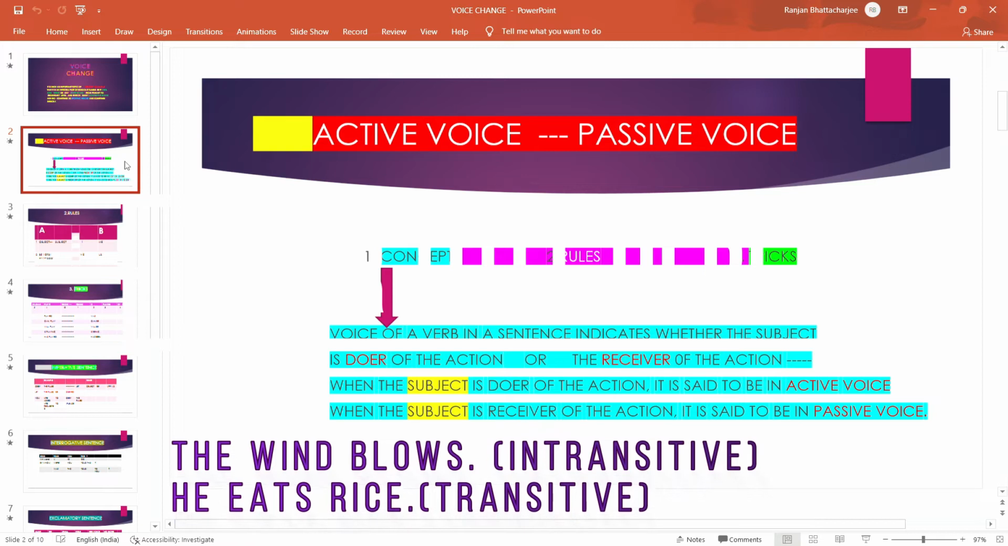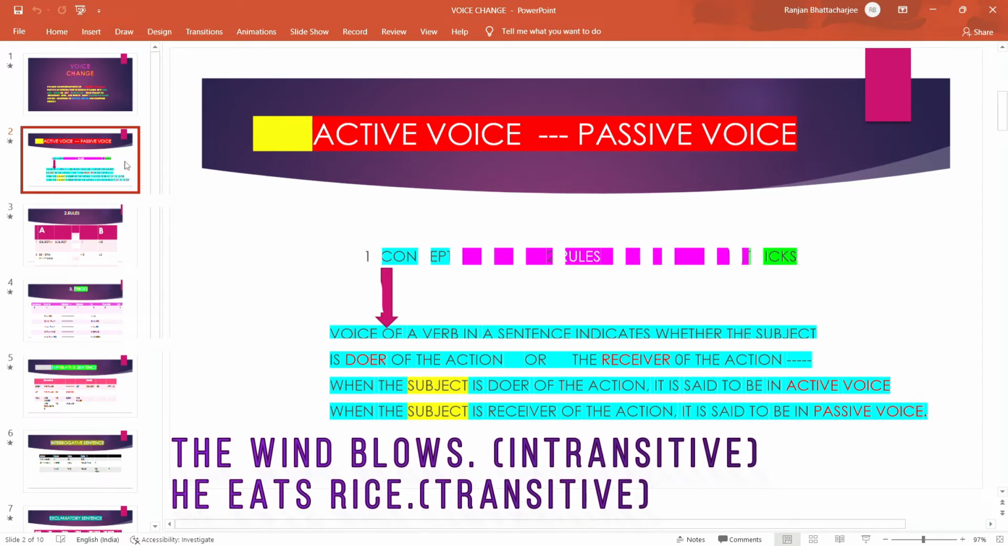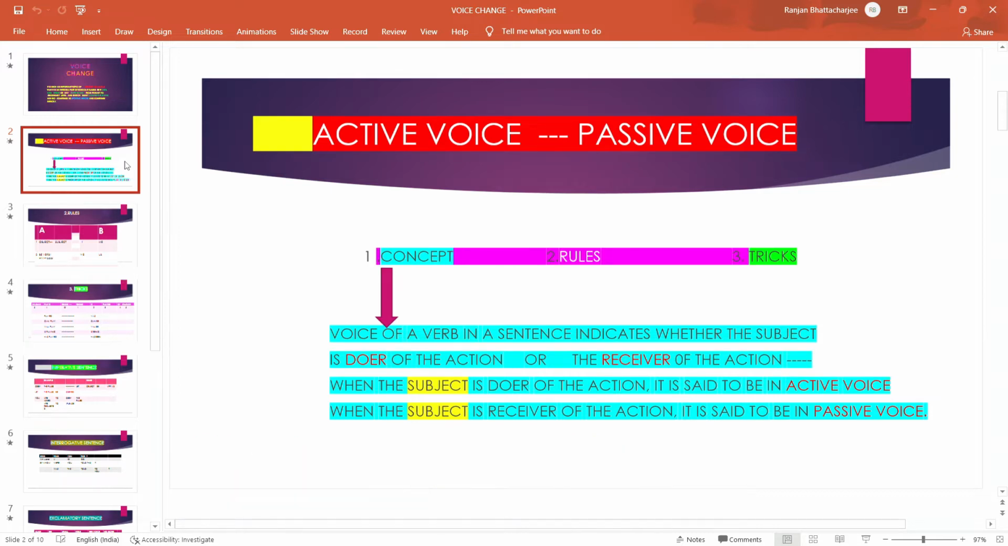It is an intransitive sentence because in 'the wind blows' the action does not pass from subject to object. And a transitive sentence is one in which the action passes from subject to object. While explaining the tricks, I will explain in detail how the action passes from subject to object. For now, just know that the sentence in which the action passes from subject to object is a transitive sentence, and the sentence in which the action does not pass from subject to object is an intransitive sentence.